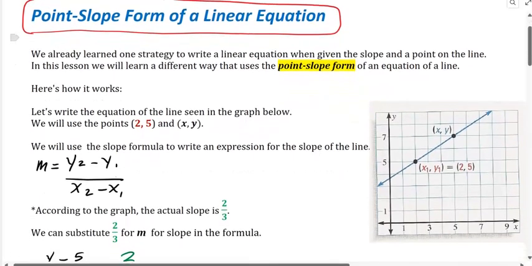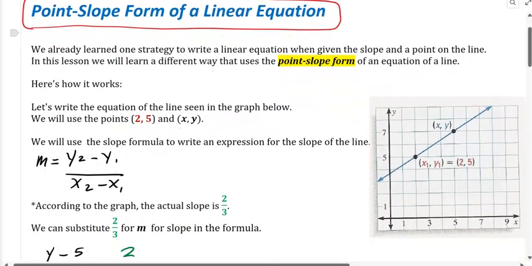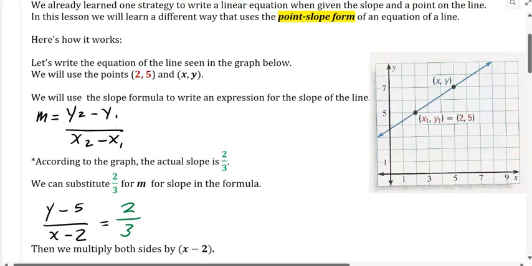Now, we already learned one strategy to write a linear equation when given the slope and a point on the line. Remember, we would substitute the x and y points into the slope-intercept form to find the y-intercept. Well, this one we're going to learn a different way that uses the point-slope form. So let's find out how the point-slope form kind of came to be, all right?